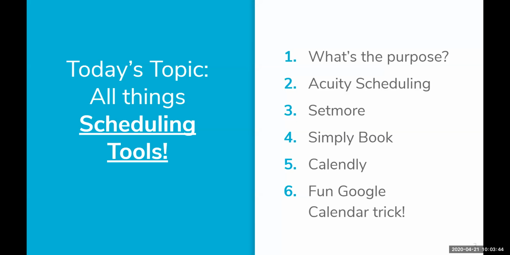So number two is Acuity Scheduling. Number three is Setmore. Number four, Simply Book. Number five, Calendly. And then number six, like I mentioned earlier during our icebreaker about what folks really like to use, most of you said that you use Google Calendar. So I will talk to you about a really fun Google Calendar trick. I did mention it briefly in my G Suite presentation. So if you were on the Google Suite presentation, you might already know about it, but it will be a good refresher for all of us.